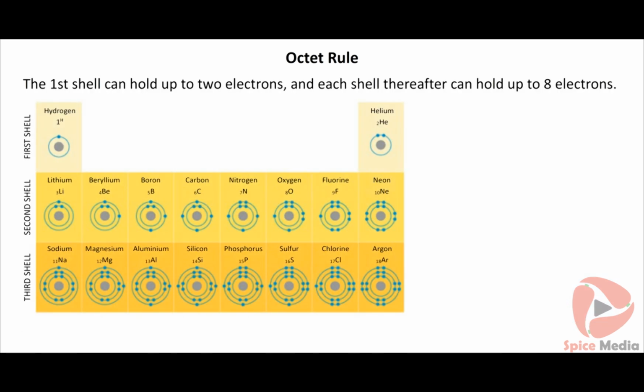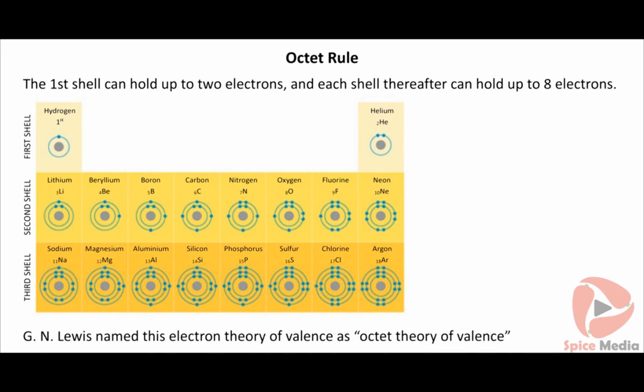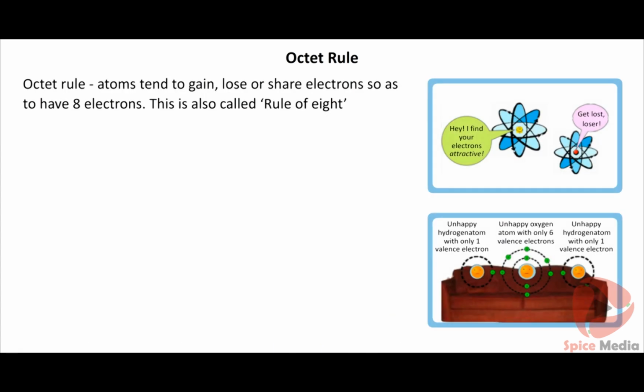The first shell can hold up to 2 electrons and each shell thereafter can hold up to 8 electrons. G. N. Lewis named this electron theory of valence as the octet theory of valence. The octet rule is a simple chemical rule of thumb that states that atoms tend to combine in such a way that they each have 8 electrons in their valence shells, giving them the same electronic configuration as a noble gas. This is also called the rule of 8.